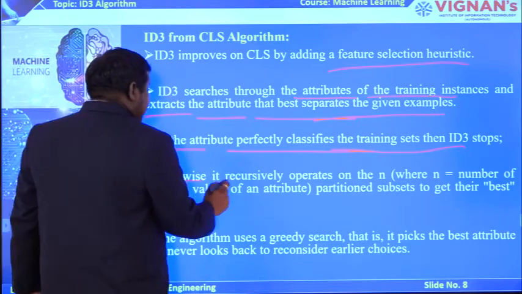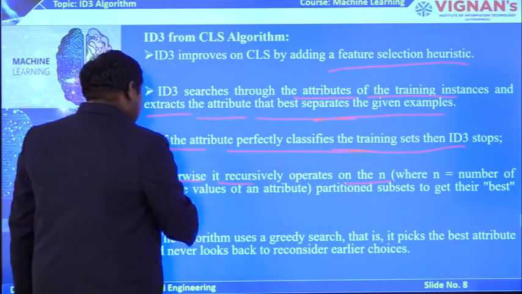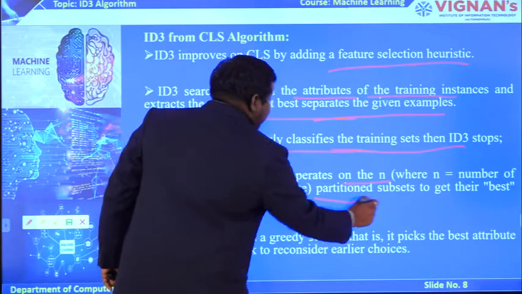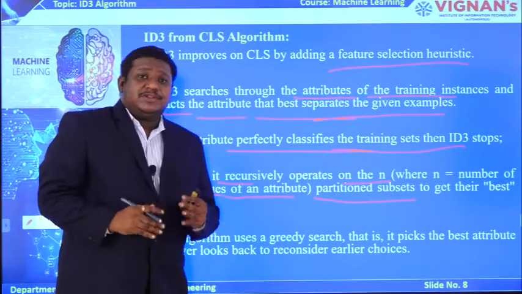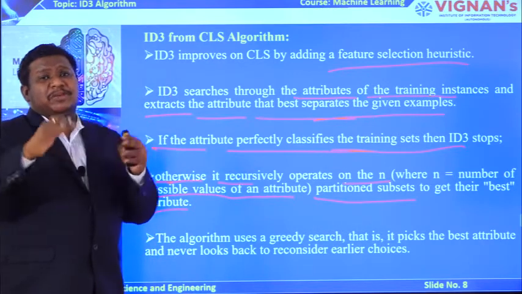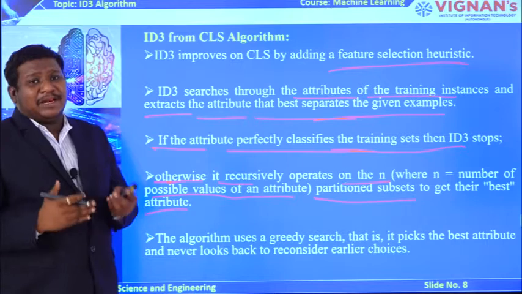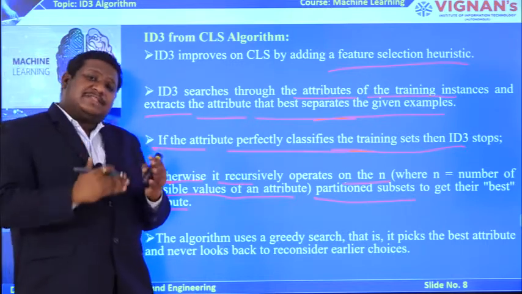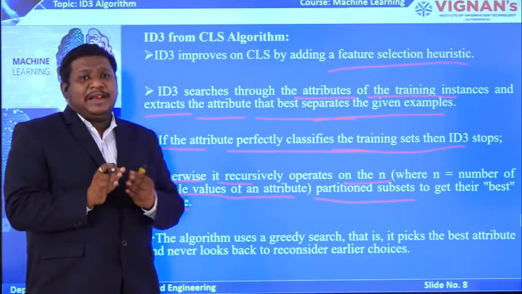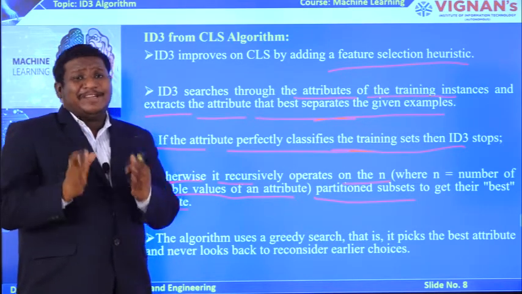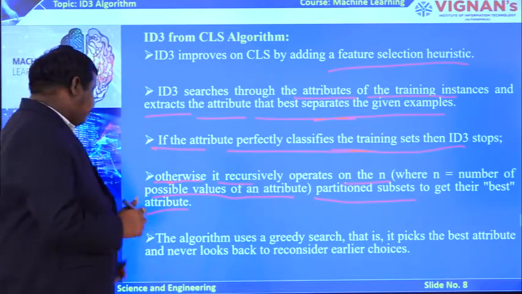Otherwise, it recursively operates on the n partition subsets, where n equals the number of possible values of an attribute, to get their best attribute. So, if it reaches the best attribute, it automatically stops. If it does not, and the data can still be classified further, it will go on separating the data with the attributes available. Like that it is going to identify the best attribute from among the set of attributes.